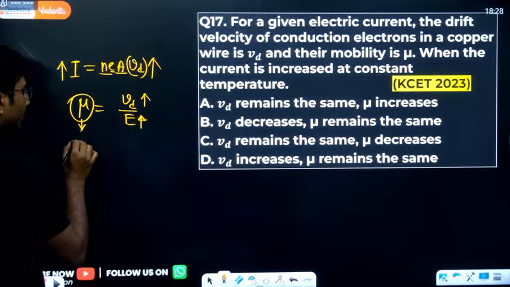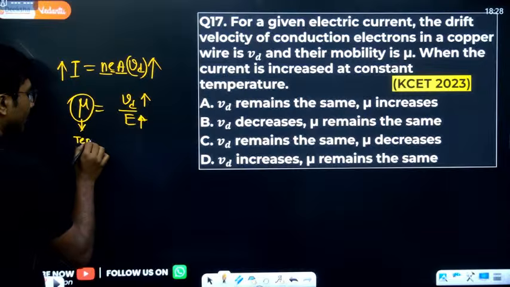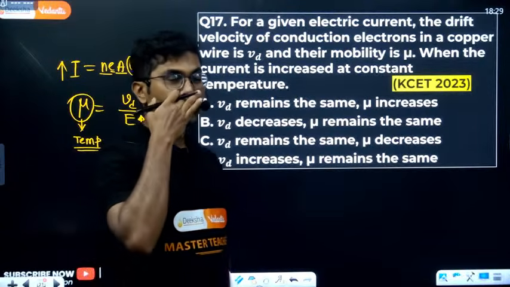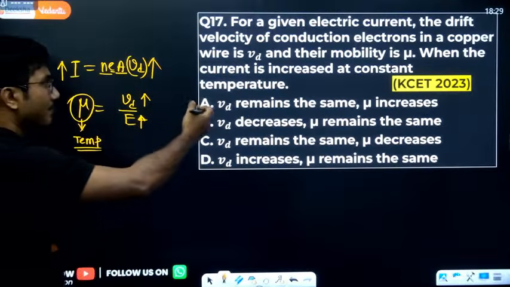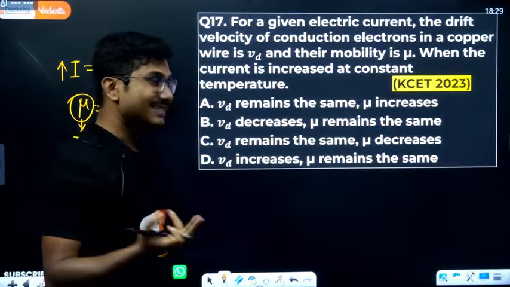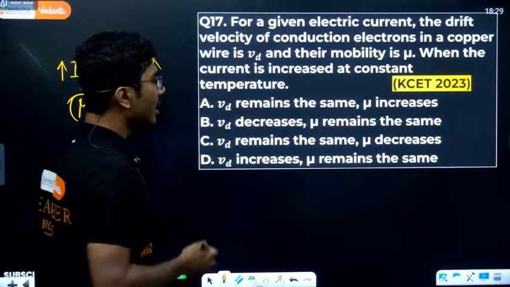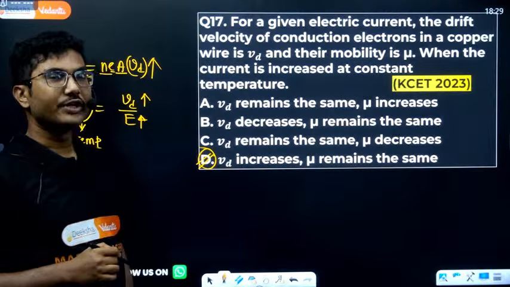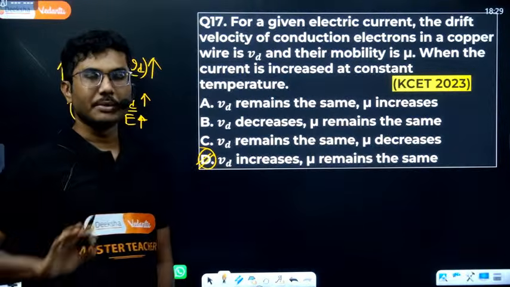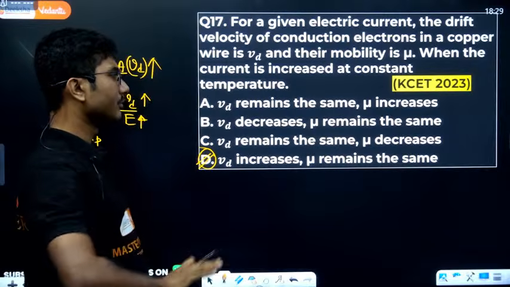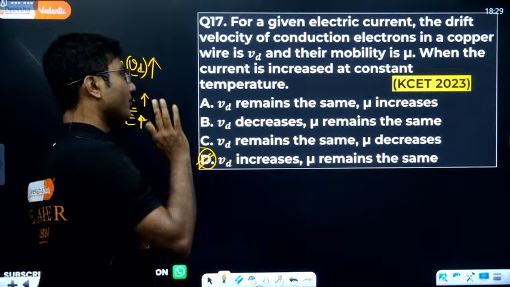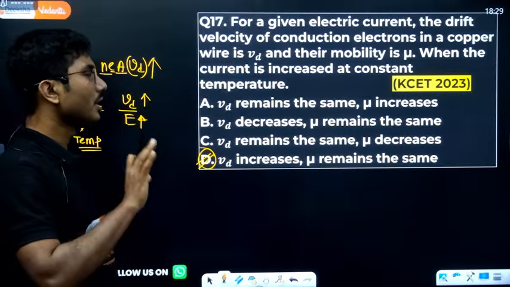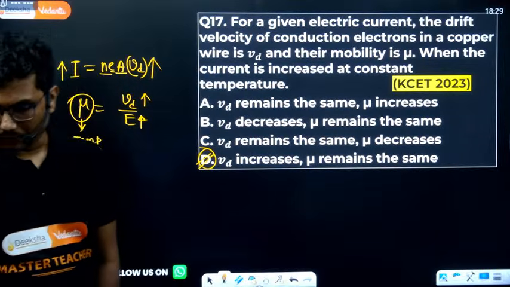Mu depends only on the temperature. Mobility depends on temperature and the material itself. Here the material is the same. Current is increasing, so drift velocity increases, conductivity remains the same, mobility remains the same. So Vd increases, mu remains the same. This is a theoretical question. If you are confused, you have to analyze this kind of question. If you are not confused, then you can directly approach the question.